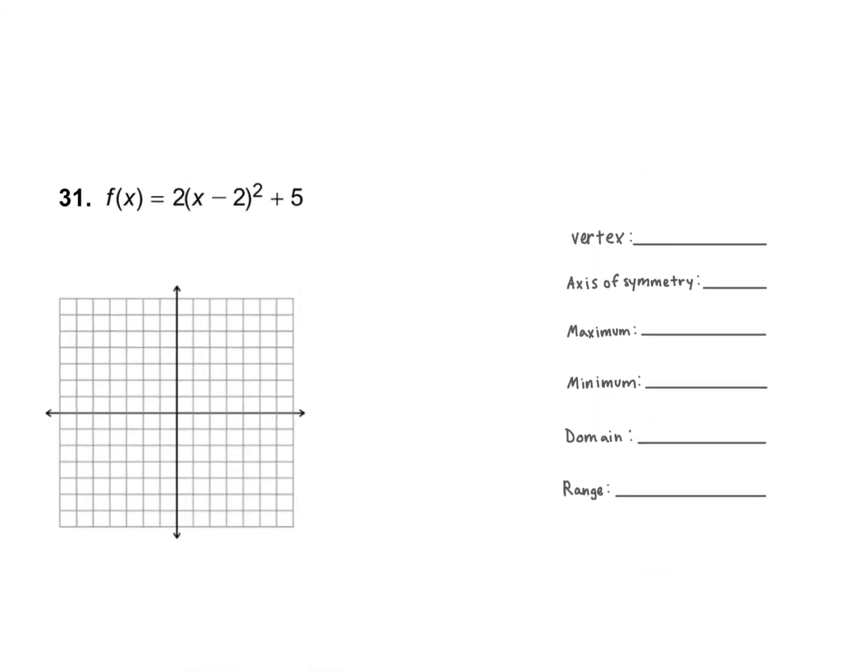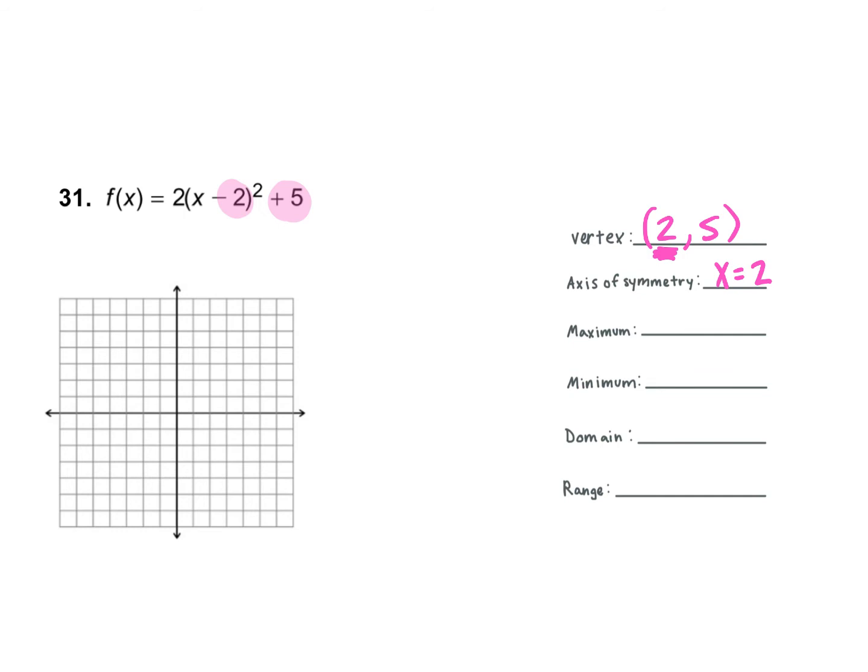So 31. First, let's identify our vertex. What would my vertex be here? 2, 5. Awesome. 2, 5. It's what we're adding inside and what we're adding outside. What is my axis of symmetry? Just 2? X equals 2. It's always the x value in your parentheses here.